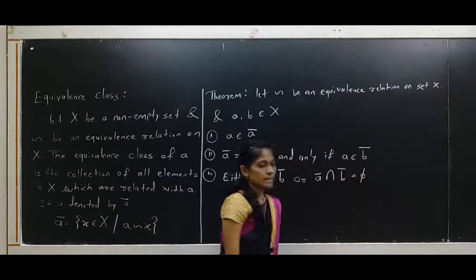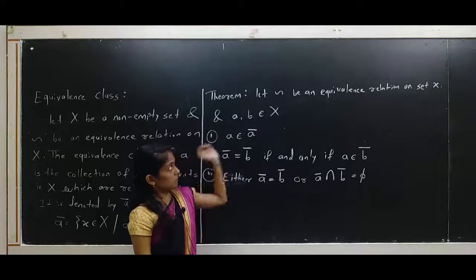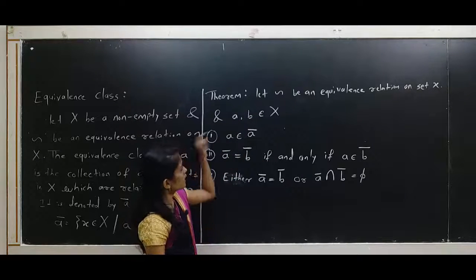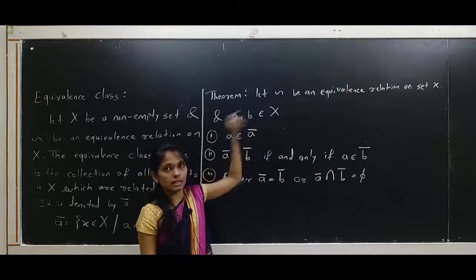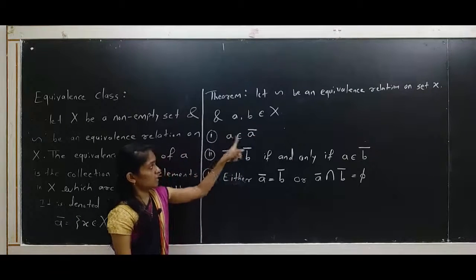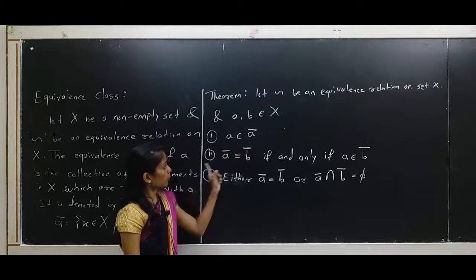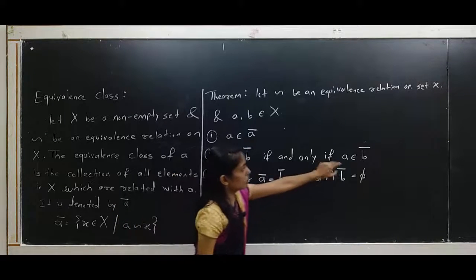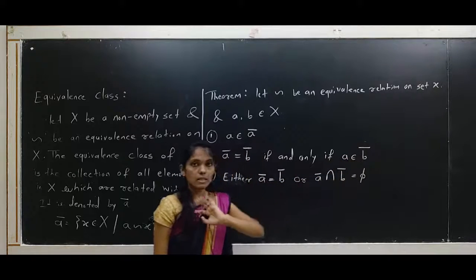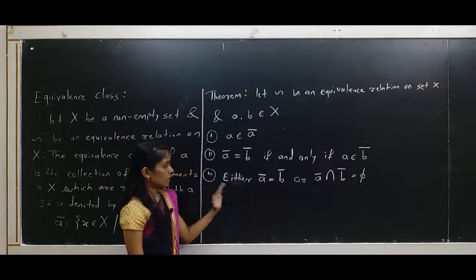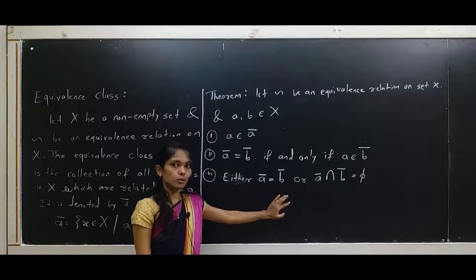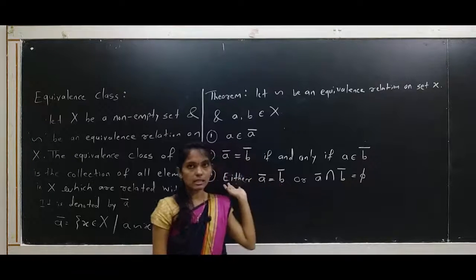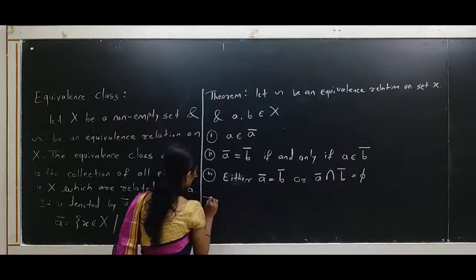B is empty. So theorem statement: relation be an equivalence relation on set X and A, B belong to the set X. Then here we want to prove that A belongs to equivalence class of A; equivalence class of A equals equivalence class of B if and only if A belongs to the equivalence class of B. And third point, either equivalence class of A equals equivalence class of B or their intersection is empty, that is disjoint. So proof.